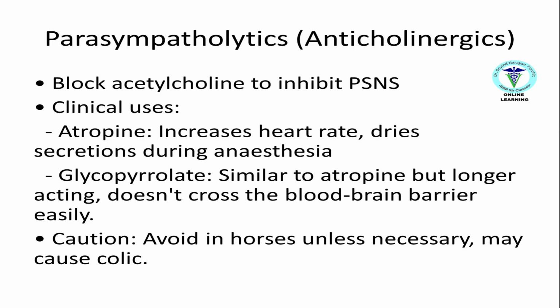Parasympatholytics, also called anticholinergics, work by blocking acetylcholine at muscarinic receptors, thereby inhibiting parasympathetic activity. This leads to effects opposite to those of parasympathomimetics, such as increased heart rate, decreased secretions, and relaxation of smooth muscles. Some clinically important drugs include atropine, which increases heart rate and reduces secretions, making it useful during anesthesia to prevent excessive salivation and bradycardia. Glycopyrrolate has similar effects to atropine but is longer acting and does not cross the blood-brain barrier easily, which reduces central nervous system side effects.